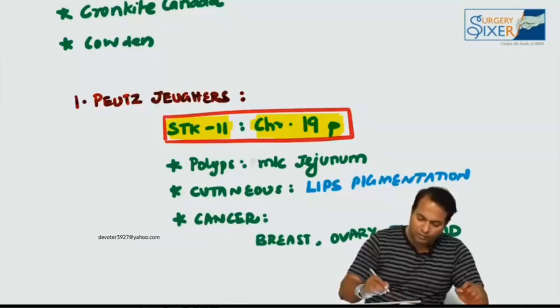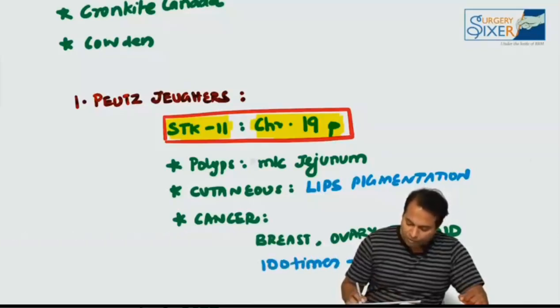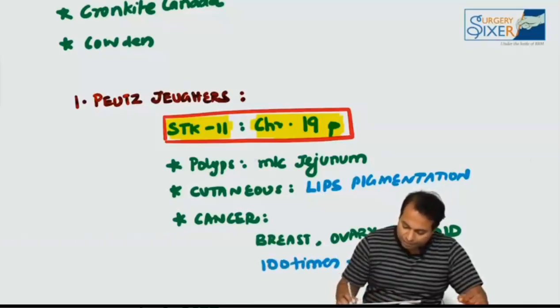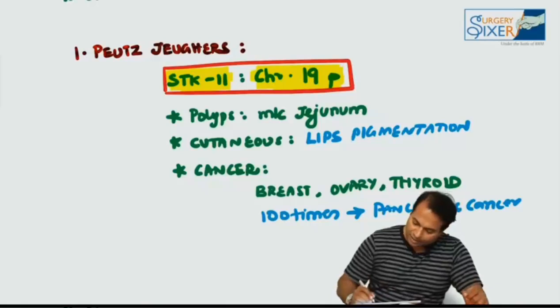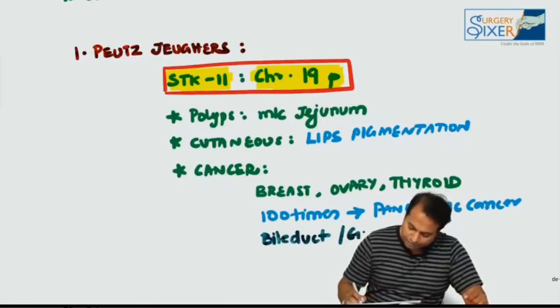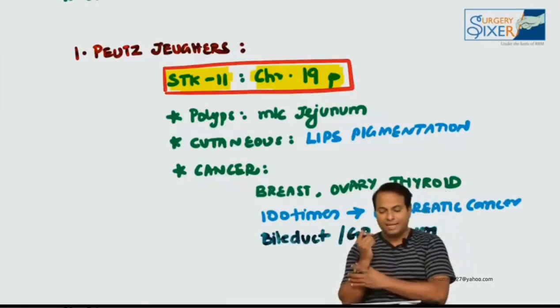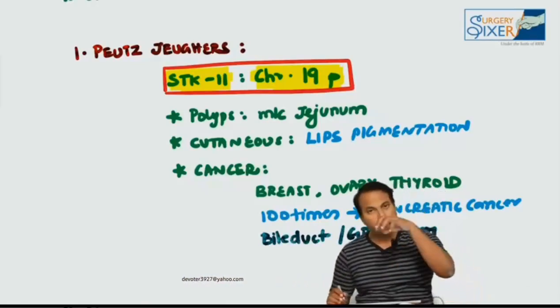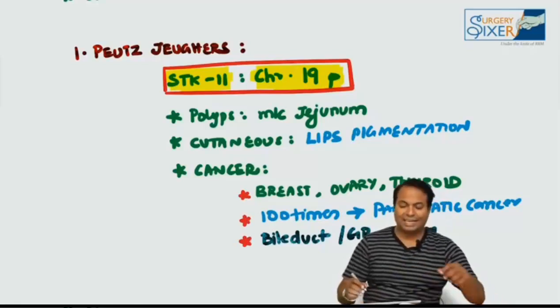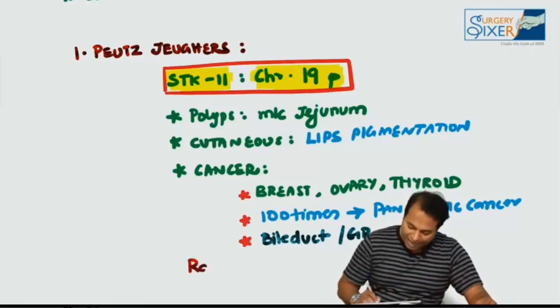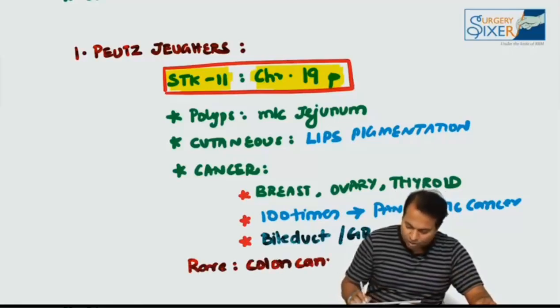An interesting point, a very commonly asked MCQ: there is 100 times the risk of pancreatic cancer in Peutz-Jeghers syndrome. There is also risk of bile duct and gallbladder cancer. So Peutz-Jeghers syndrome is not only a problem with the polyps; they also cause cancer in breast, ovary, thyroid, and there is 100 times risk of pancreatic cancer, along with bile duct and gallbladder cancer. They also have a rare incidence of colon cancer.